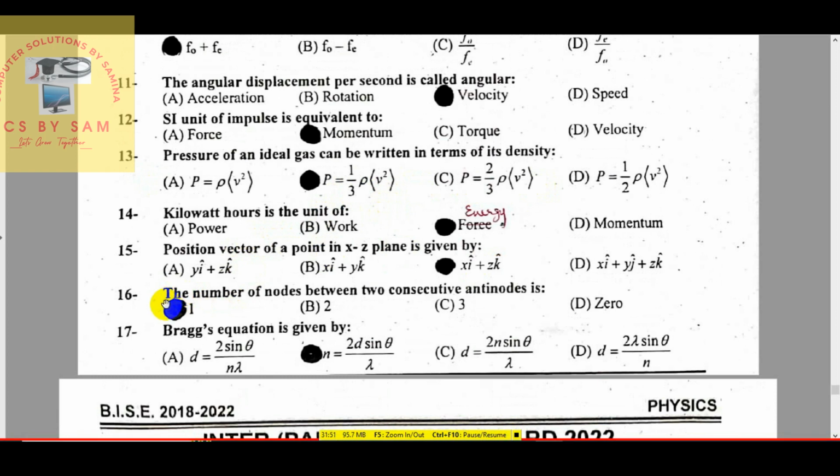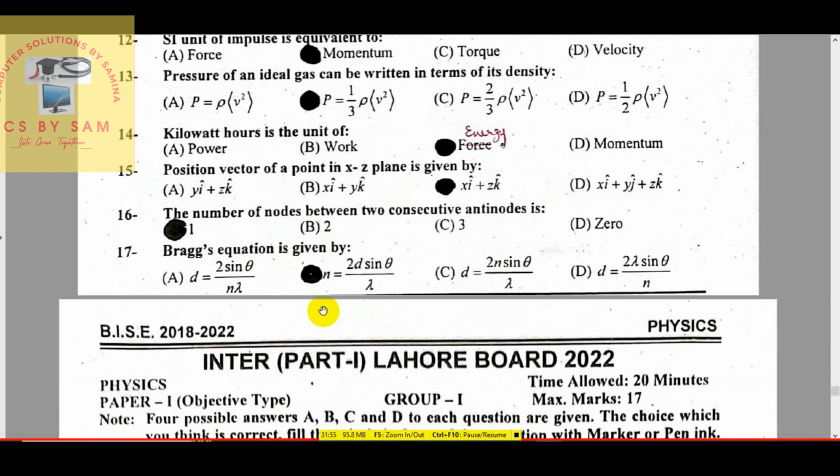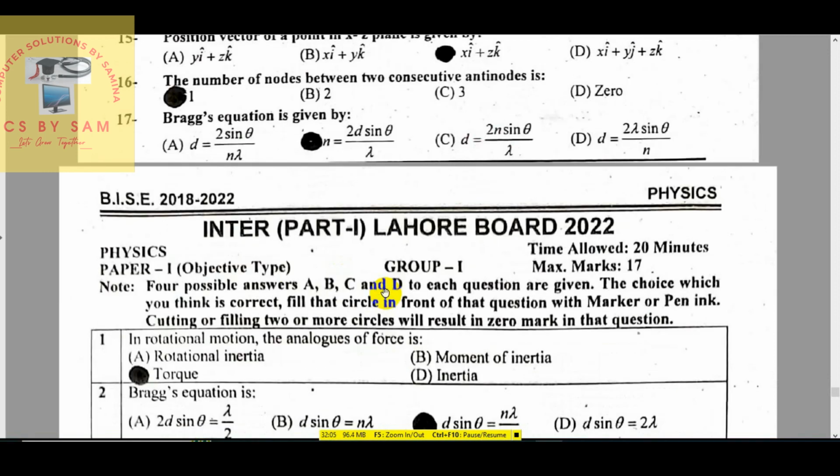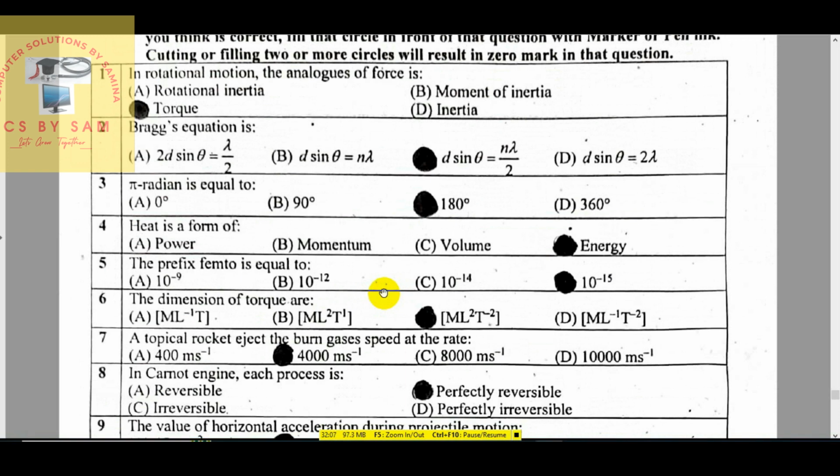Position vector of the point in xz plane is given by x i plus z k. The number of the nodes between two consecutive antinodes is 1. Bragg's equation is given by n is equal to 2d sine theta over lambda. Next paper, in rotational motion, the analogue of the force is torque. Bragg's equation is this one, d sine theta is equal to n lambda over 2.